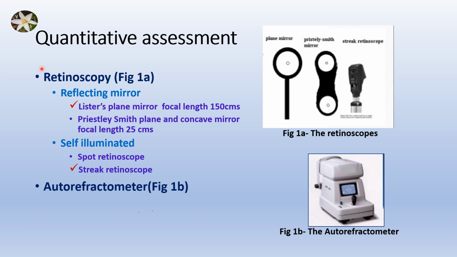Retinoscopy is an older method but continues to be an important tool in quantitative assessment and is necessary in particular situations. Retinoscopy can be done by using a reflecting mirror or by a self-illuminated retinoscope. The commonly used are the Lister's plane mirror or a streak retinoscope. The concave mirror is used when there is a media haze and you need a stronger illumination.